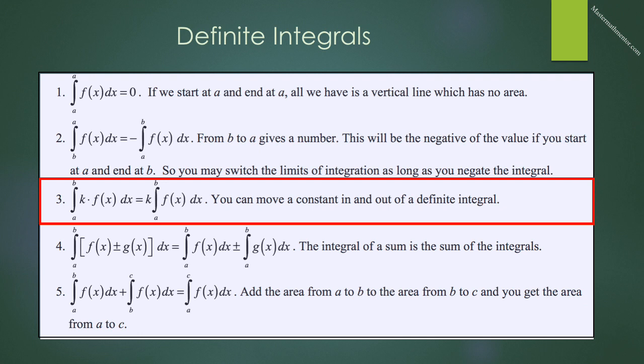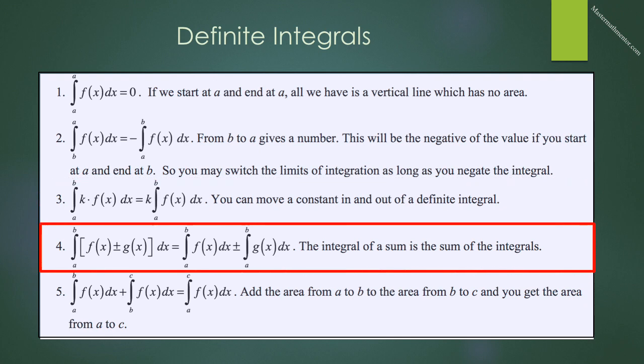Number 3 states that the integral from a to b of k times f of x is k times the integral from a to b of f of x dx. So, like with indefinite integrals, you can move a constant in and out of a definite integral. Number 4 reads, the integral from a to b of f of x plus or minus g of x dx is equal to the integral from a to b of f of x dx plus or minus the integral from a to b of g of x dx. This states that the integral of a sum is the sum of the integrals. That is true whether we're working with indefinite integrals or definite integrals.